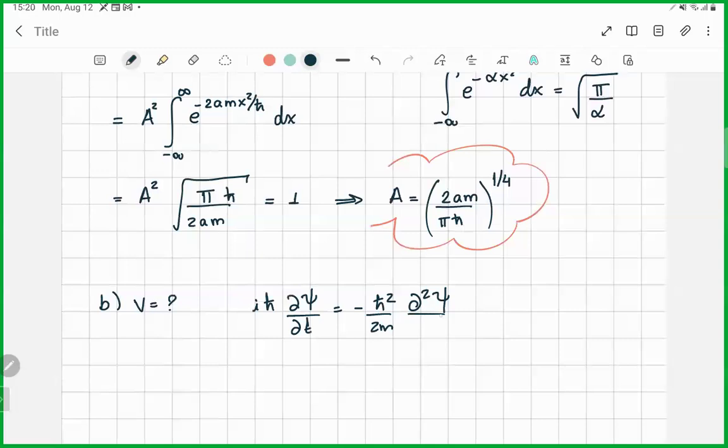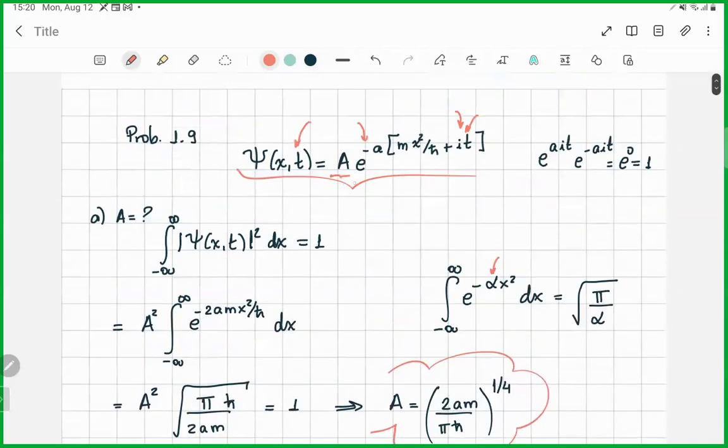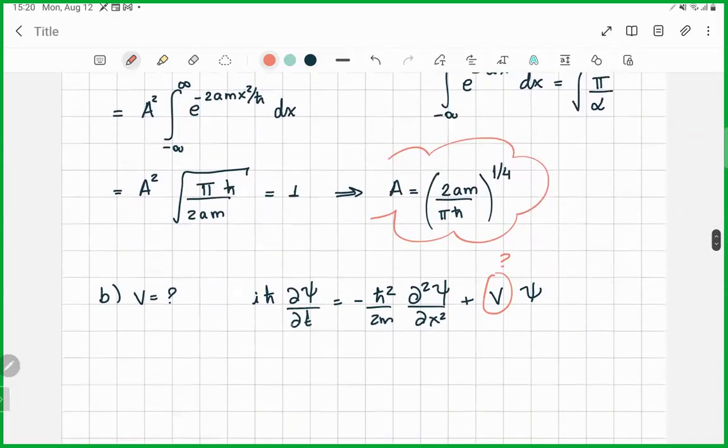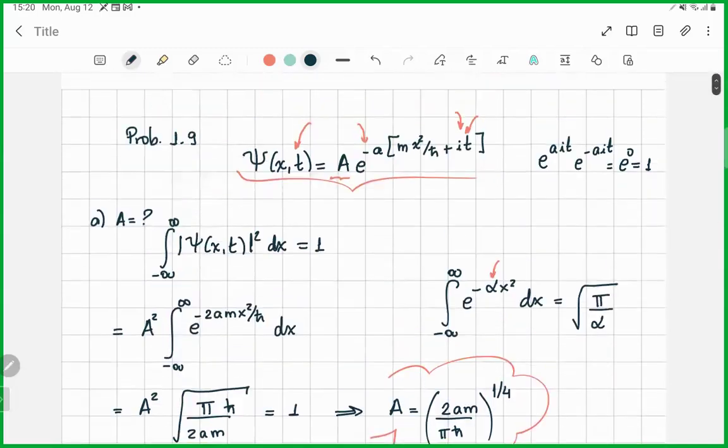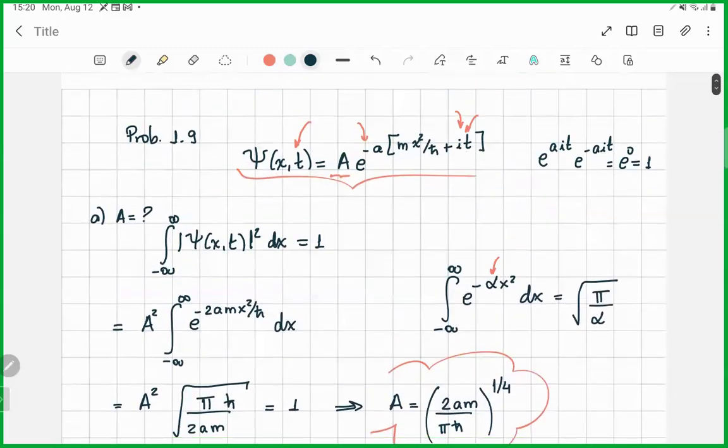And what we want to know is, what is this V? What is this potential energy function? That's our question. So to find that, since we are given the psi, we are going to solve this derivative, and then obtain the V. Okay, so what is the first derivative in time? Remember, the part that we have in time is just this IT, right?